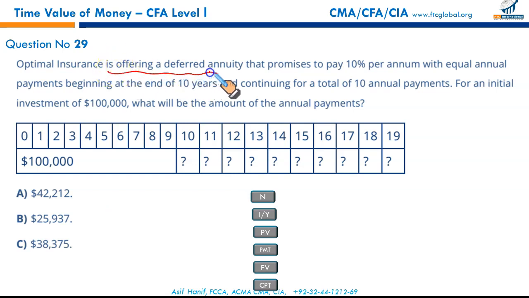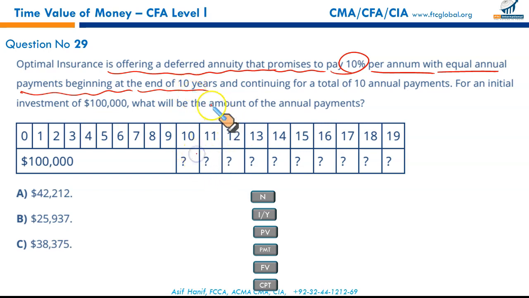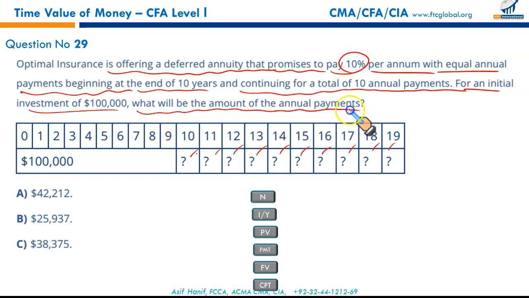Optimal Insurance is offering a deferred annuity that promises to pay 10% per annum with equal annual payments beginning at the end of 10 years. Beginning at the end of year 10 and continuing for a total of 10 annual payments: 1, 2, 3, 4, 5, 6, 7, 8, 9, 10. So remember, it is starting at the 10-year period. For an initial investment of $100,000, what will be the amount of annual payments? This is what you are paying now, $100,000. This $100,000 will be what amount at the end of year 10?